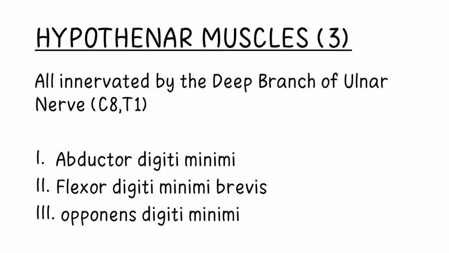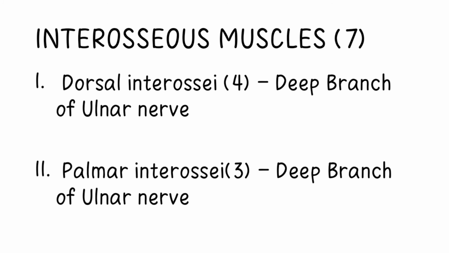The hypothenar muscles are all supplied by the deep branch of the ulnar nerve, and this group of muscles are 3 in number. They are the abductor digiti minimi, the flexor digiti brevis, and the opponens digiti minimi. So note that all the muscles which make up the hypothenar eminence are carrying the term minimi. Why? Because they are all close to your 5th digit, and your 5th digit is called your pinky or your minimi digit or finger.